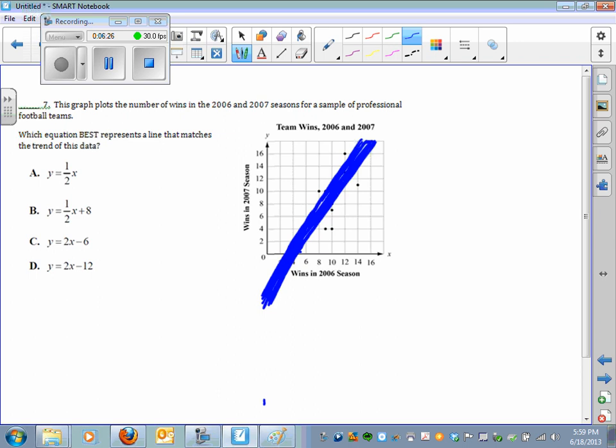Notice this has a plus 0. If it's not written as plus 0, it clearly does not cross at 0. A positive 8 also clearly does not cross at positive 8. Okay, so the ones that you've got left are 2x minus 6 and 2x minus 12. Since those have the same slope, you don't even have to check the slope. Basically, all we've got to figure out is where does this cross.